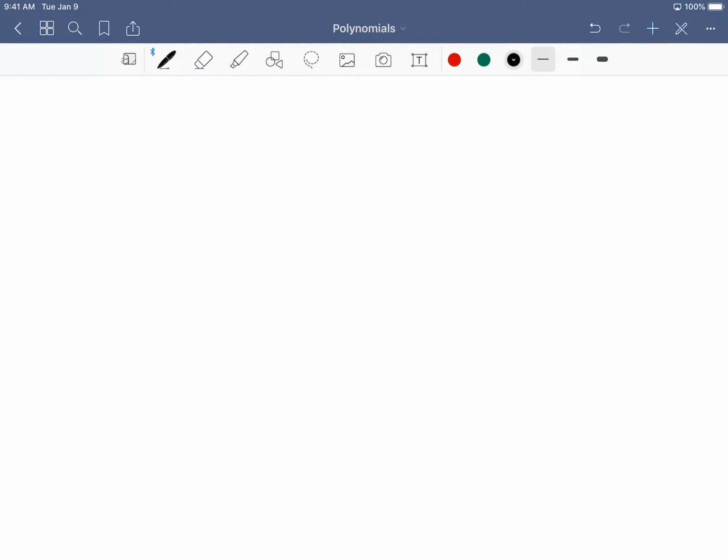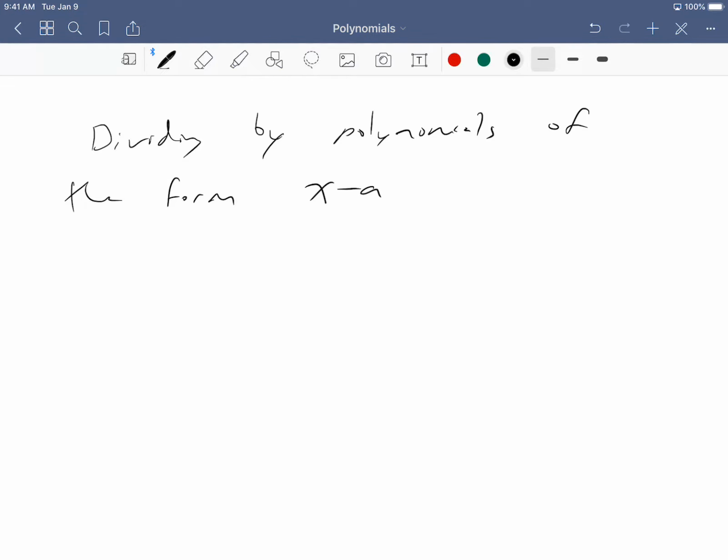So one of the things with this division algorithm that we're going to focus on is dividing polynomials by linear polynomials. So dividing by polynomials of the form x minus a. And so not only is it linear, meaning there's no squared term, no cubed term, it's just x to the first power. It's a degree 1 polynomial.